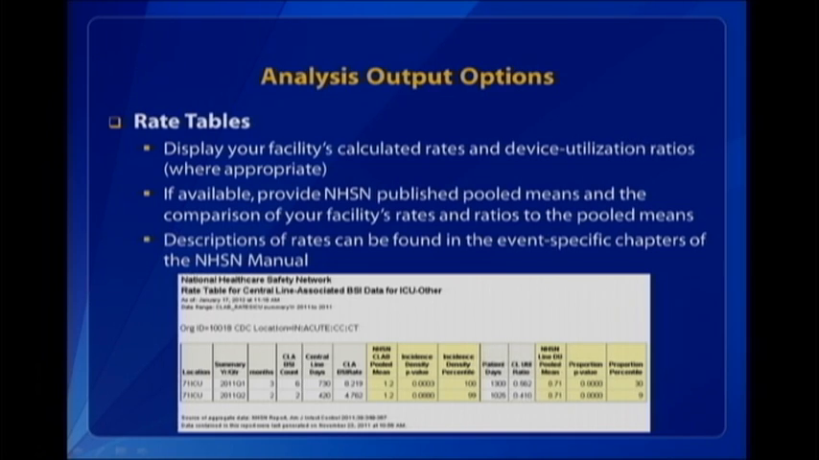What I do want to tell you is that a description of all of these rates can be found in the event-specific chapters within the NHSN manual. So this could be incredibly helpful, especially if you're looking at LabID rates or if you're looking at VAE rates and you're not quite sure what's included or excluded from those. The manual can help you. There's a data analysis section in each one of those.